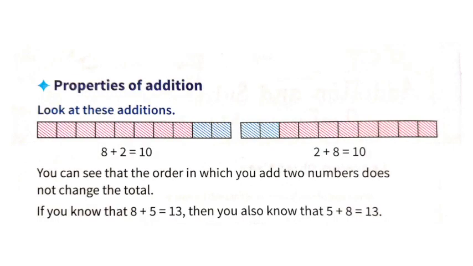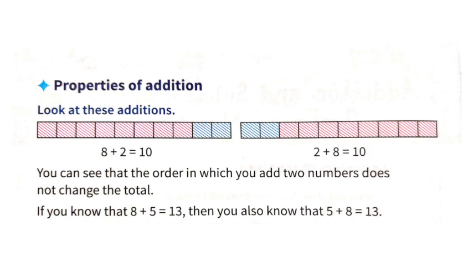Now have a look at these additions. In the first one, you can see that 8 plus 2 equals 10. In the second one, you can see that 2 plus 8 equals 10. From this property, we learn that the order in which we add two numbers does not change the total. For instance, if 8 plus 5 equals 13, then 5 plus 8 also equals 13.